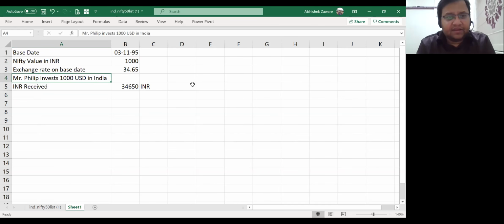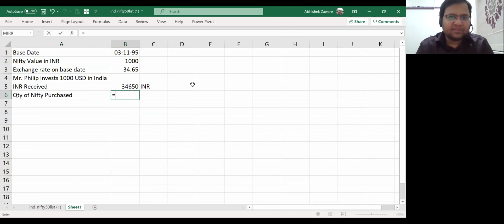Nifty 50 had a base value of 1,000. Just wait. Quantity of Nifty purchased: how much rupees did he receive? He received 34,650 rupees. Divided by 1,000, the value of one Nifty. So approximately 34.65 Nifties he bought. Okay? That is the quantity of Nifty purchased.